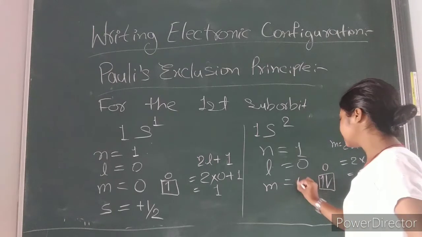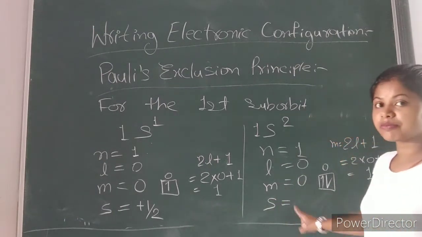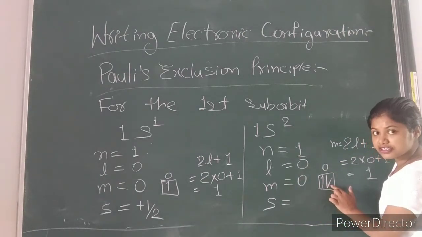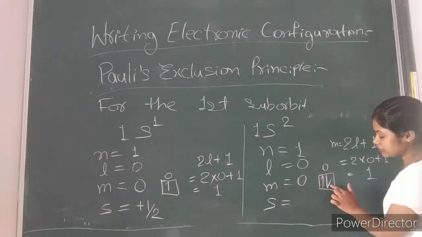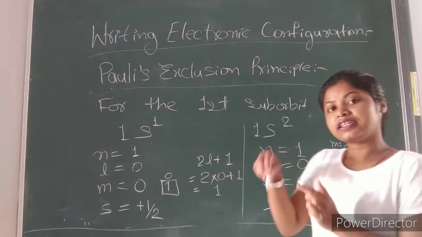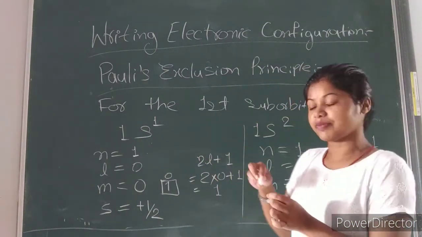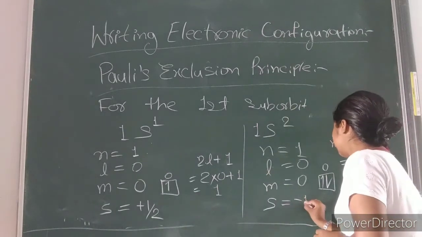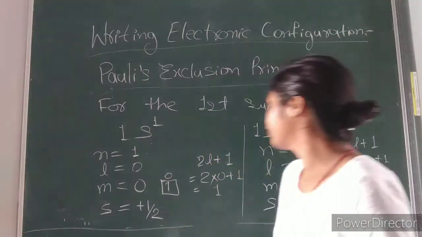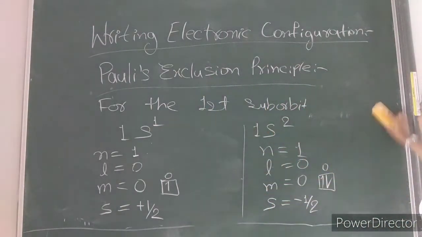So we will put here 0 and the value of s, the spin quantum number. Here you can see the second electron that entered into this box, this energy box, is in the downward direction. Downward direction means the electron will spin in the anti-clockwise direction, so its value will be minus 1/2. So here students, you can see we have taken the first suborbit.